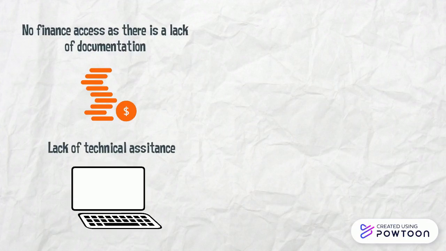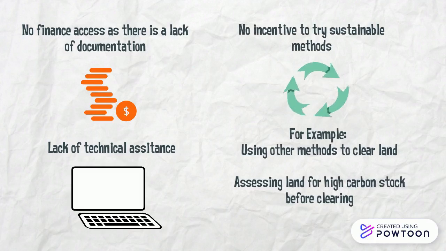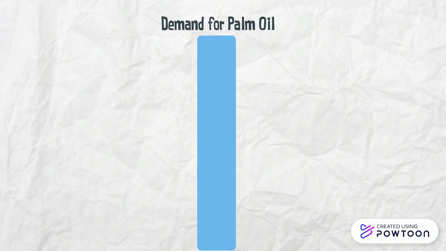An added lack of technical assistance also hinders their productivity, driving expansion into forests. Some independent smallholders merely lack the incentive to use other methods of clearing land aside from burning and may not wish to assess the land for high carbon stock or conservation value before clearing it.